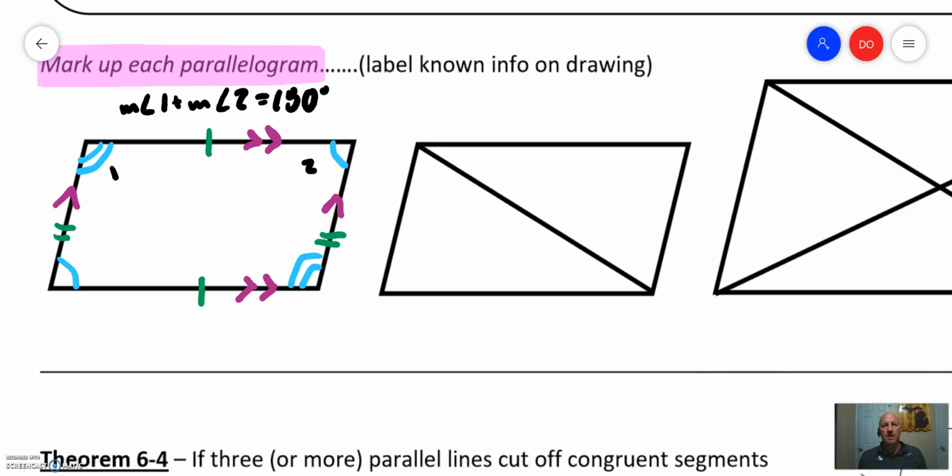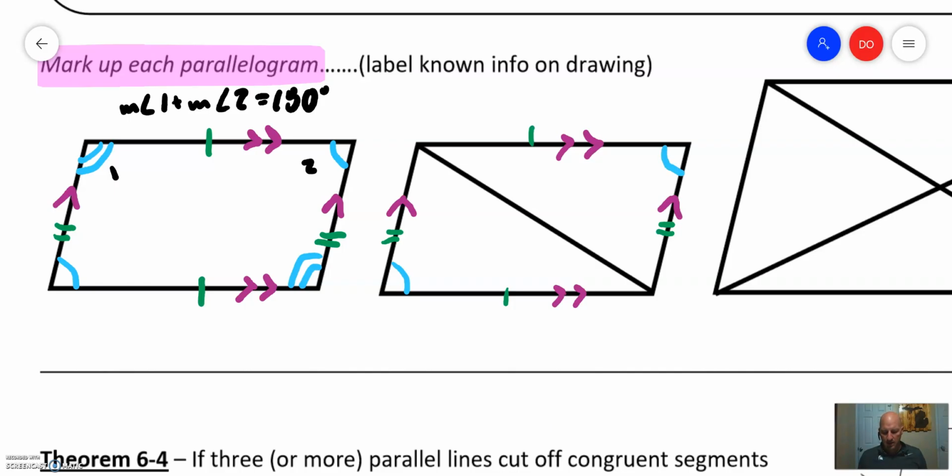So what if we draw in another diagonal? I could take all that info we just talked about and I could recycle it. So we have opposite sides parallel. We have opposite angles congruent. Opposite sides congruent, sorry. We also have opposite angles congruent. So I'm going to pause right there on the drawing.